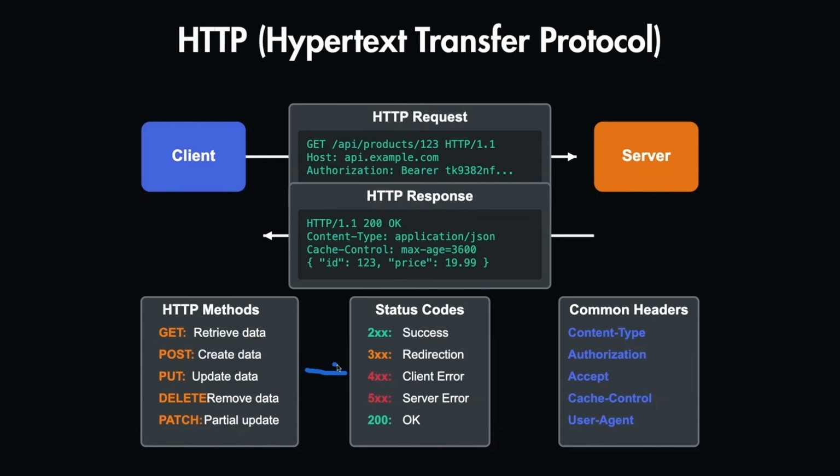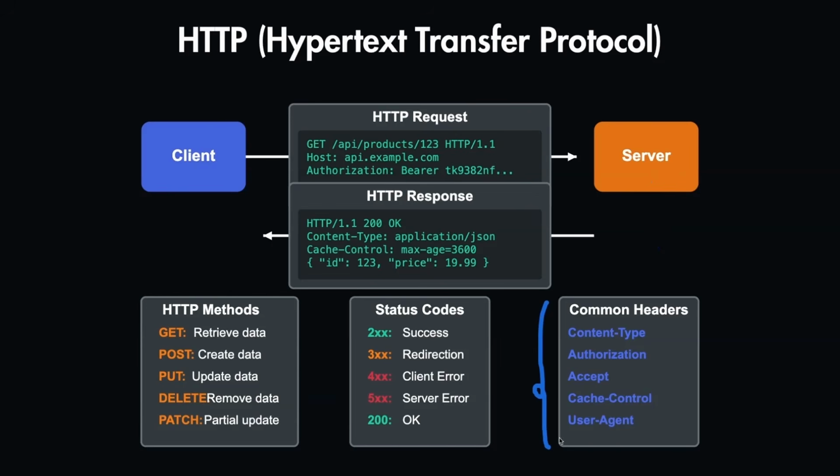And when it comes to status codes, which are received from the server, you have the 200 series, which are successful cases. You have 300 for redirection. 400 means that the client made an error in the request, so this is an issue from the client side. Or 500, which means that the server made an error, so this is an issue in the server.